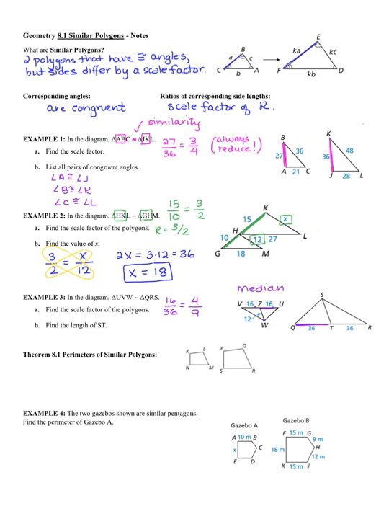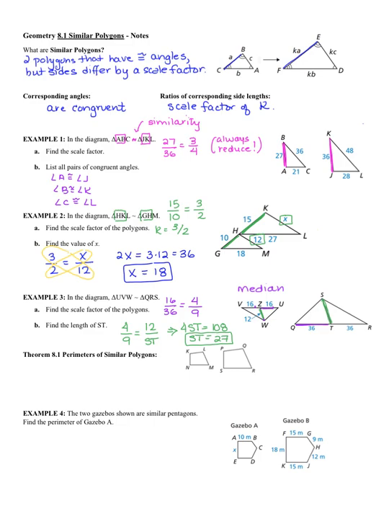And to find the length of ST, which is here, this median is to this median. So I have smaller is to larger, as the smaller is to the larger, ST. And then we cross multiply. So 4 times ST is going to equal 9 times 12, which is 108. And when you divide by 4, we get that ST is going to equal 27.